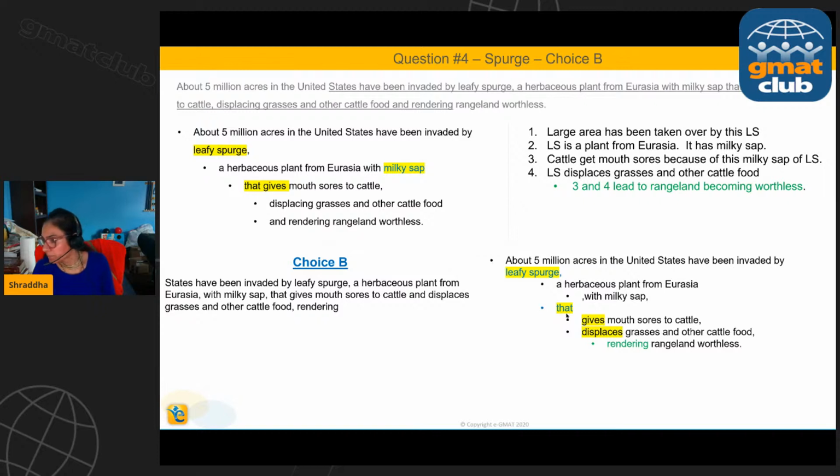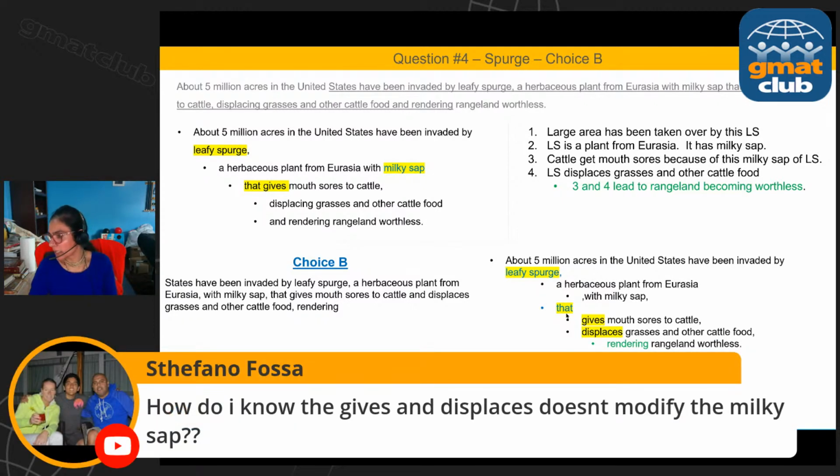Does that make sense? Stefano, how do I know "gives" and "displaces" doesn't modify the milky sap? Stefano, does it make sense to say that milky sap displaces grasses and other cattle food? What is the meaning of displace? Replacing something, right? So, can milky sap replace grass and cattle food?